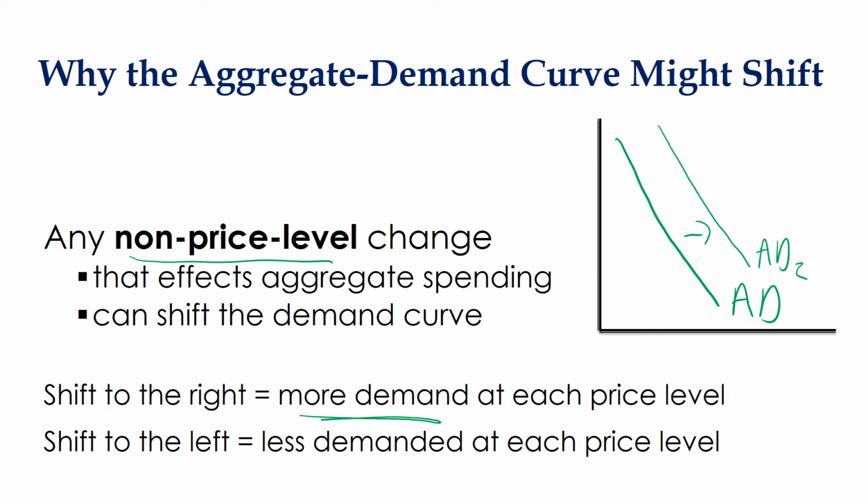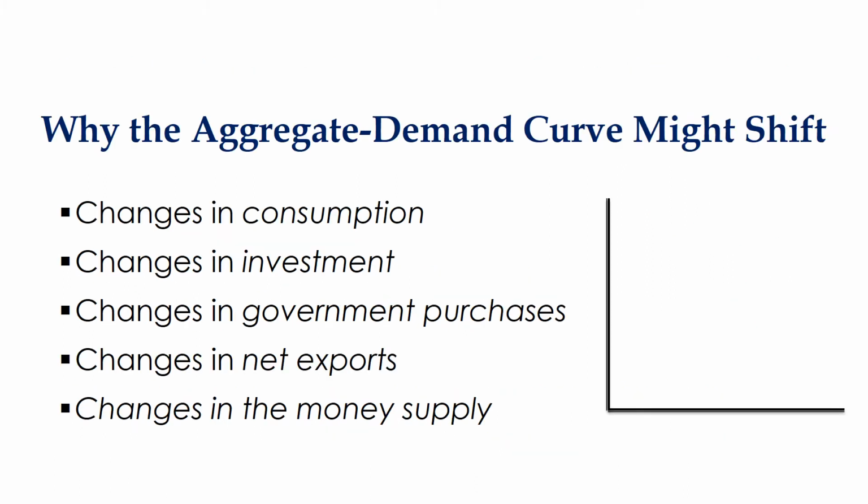So if we shift to the left, what do you think? Is that good for the economy or bad for the economy? You're right. That's bad for the economy. So why might the aggregate demand curve shift right? I've told you before, it's because of changes in consumption, investment, government purchases, net exports, and the money supply. These are things that can shift the aggregate demand curve.